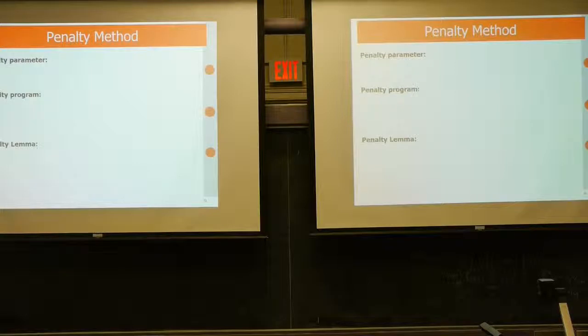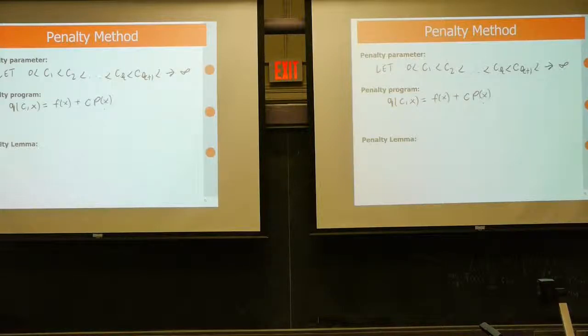Okay, so here is how the penalty method is defined. We first define c_1, c_2, and so on, c_k, c_(k+1), positive numbers that diverge to infinity. And the penalty program Q(c, x) is defined as f(x) plus c times p(x), and x_k is the point that minimizes this penalty program.